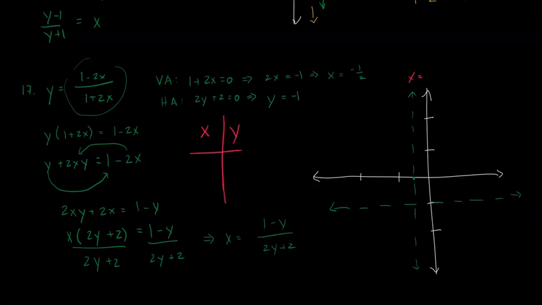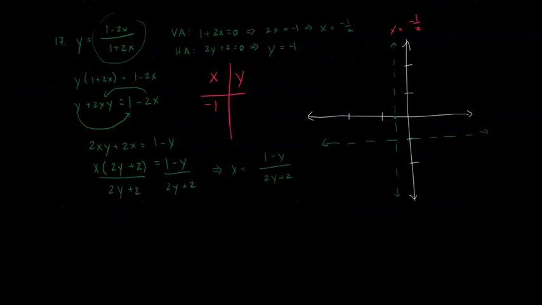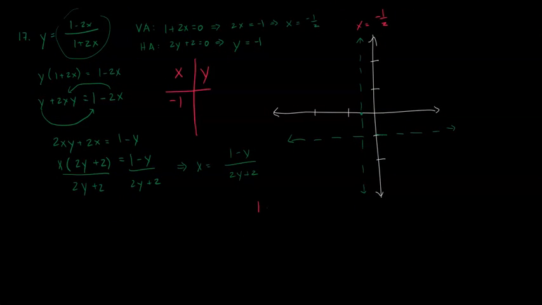Numbers that are less than, so let's just pick negative 1. So that is going to be 1 minus 2 times negative 1 over 1 plus 2 times negative 1, which equals 1 plus 2 and 1 minus 2. So that's 3 over negative 1. So that's going to be negative 3. Okay, so negative 1.